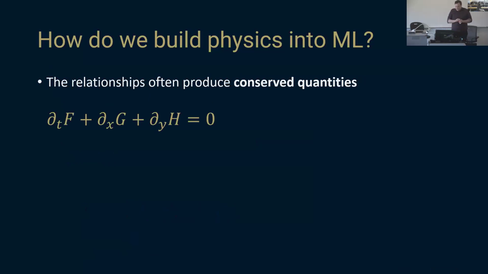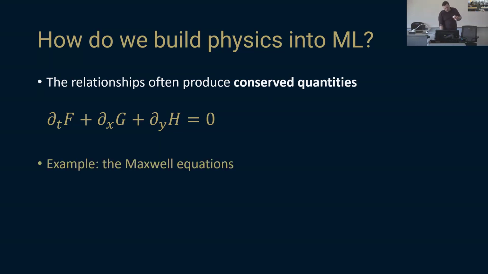Okay, the last thing I want to say is that these relationships often produce conserved quantities. In partial differential equations, conserved quantities generally look like this. They look like some time derivative of a quantity plus an x derivative plus a y derivative. We would call F the conserved charge and G and H the current, which tells how the conserved charge moves around locally. This is a continuity equation. Without any particular knowledge of what these fields are, I just put it in 2+1 dimensions here.